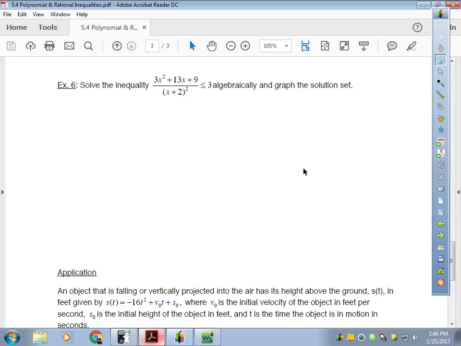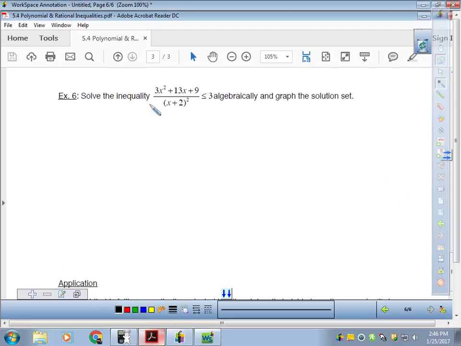Got another one right here. Example 6 asks us to solve the inequality 3x squared plus 13x plus 9 over x plus 2 squared is less than or equal to 3. Now, I'm going to rewrite this really quick. x plus 2 squared is really x squared plus 4x plus 4. So I'm just going to rewrite it like that.